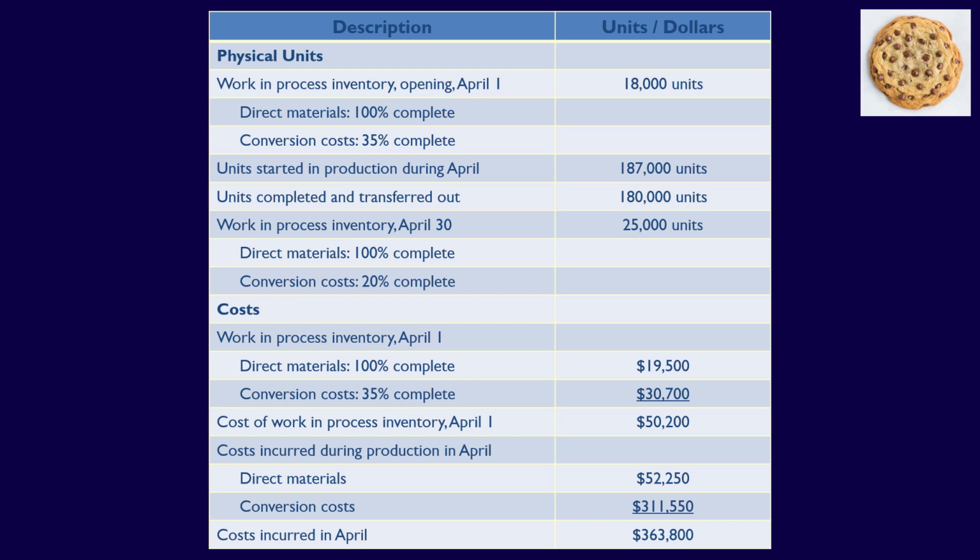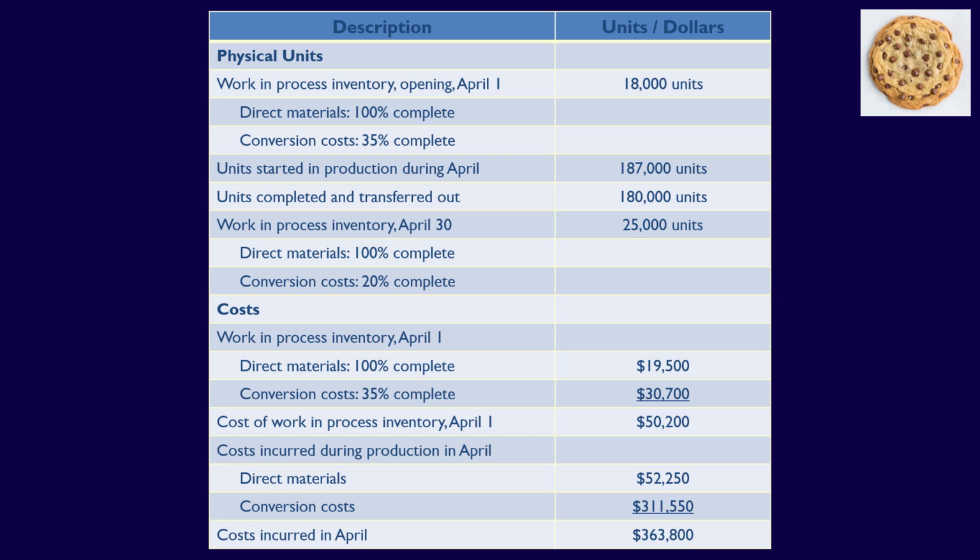We've got a chart with description and units/dollars. Physical units, work in process inventory, opening April 1st, 18,000 units. Direct materials, 100% complete. Conversion costs, 35% complete. Units started in production during April, 187,000 units. Units completed and transferred out, 180,000 units. Work in process inventory, April 30th, 25,000 units. Direct materials, 100% complete. Conversion costs, 20% complete.